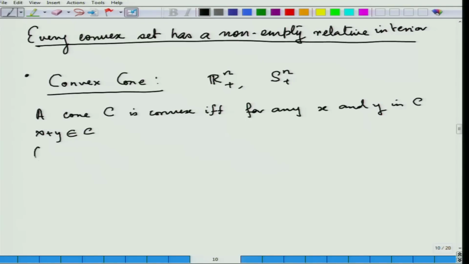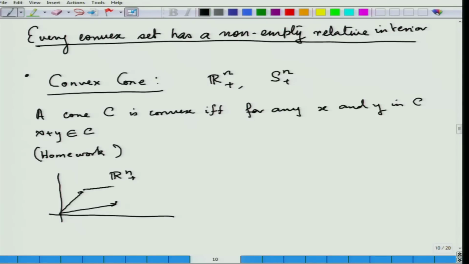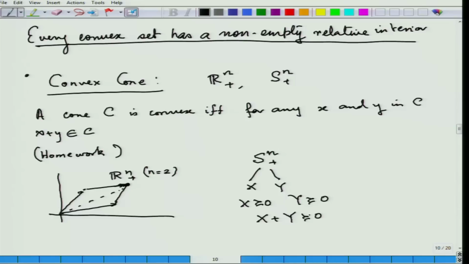Check it out with this. This is your homework, too many homeworks today, but you need to figure out these simple things to have a better idea. You take any 2 points in Rn plus, and you see this point is also in Rn plus. Here of course, our demonstration, as I have always told you, would be with n equal to 2, and of course, if you take Sn plus, if you take two elements x and y with x positive semi definite and y positive semi definite, there is a very simple way to prove that x plus y is also PSD.